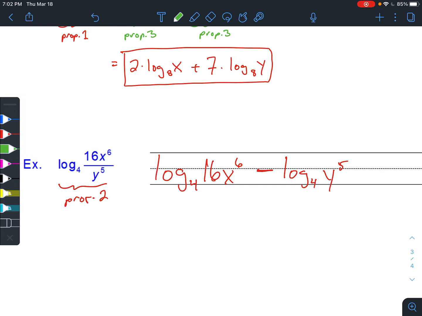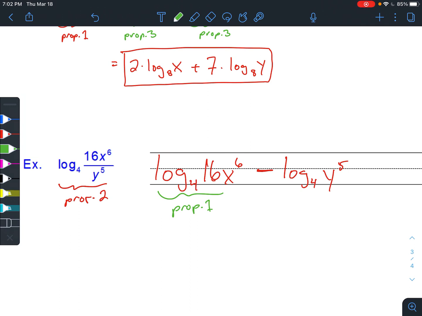Okay, if we look at the first of the two terms, here I have a 16 and an x to the 6th inside a log, and those are connected with multiplication. And again, there is an exponent, but that exponent only applies to the x and not to the 16. So this definitely is a product. So this is now property number 1 that we can work with.